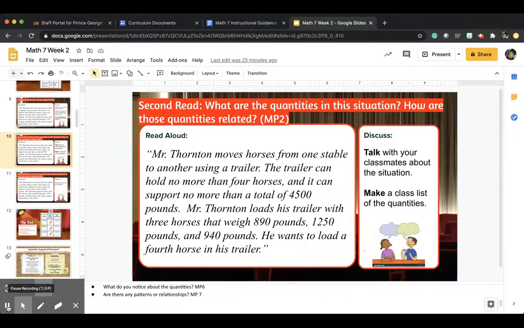Now that you are dropping some numbers in the chat, hopefully you noticed the following. Hopefully you put 4,500 pounds, 890, 1,250, 940, and then of course pounds is our unit of measure. So now I want you guys to think about what you notice about these quantities. How will these help us solve this problem?